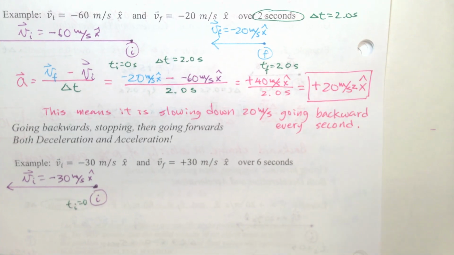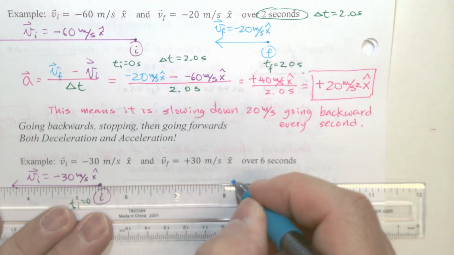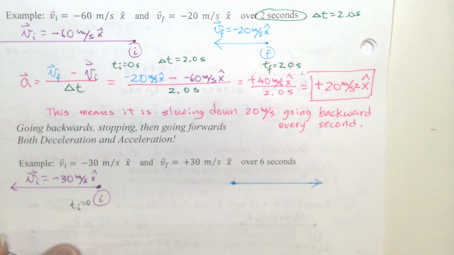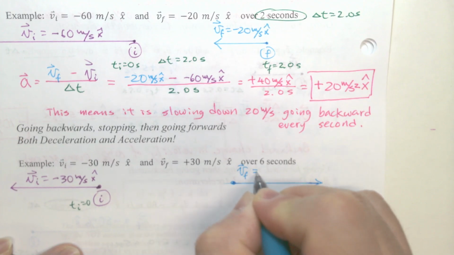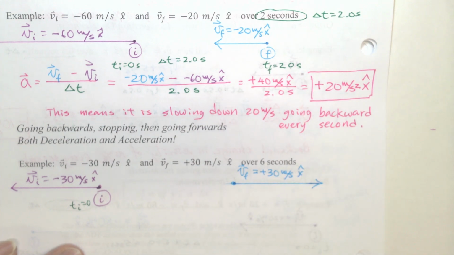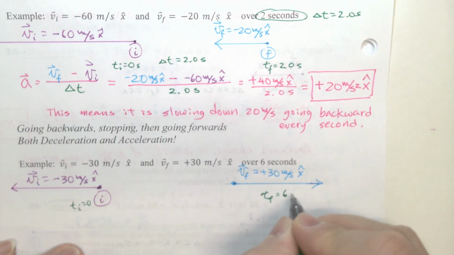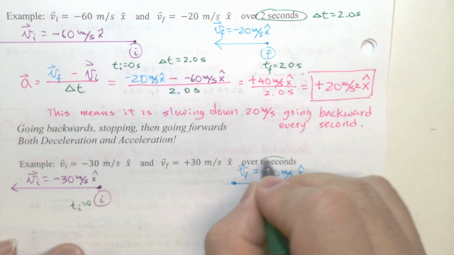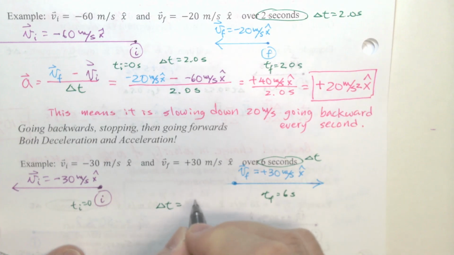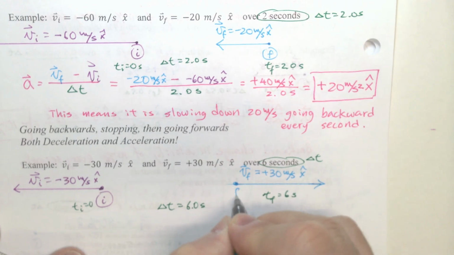And then for final, it's going in the positive direction. So you must have stopped instantaneously somewhere and switched directions, right? So V final is equal to positive 30 meters per second x hat. And our t final is equal to 6 seconds. So this is our delta t. My delta t is equal to 6 seconds. And this is our final condition.